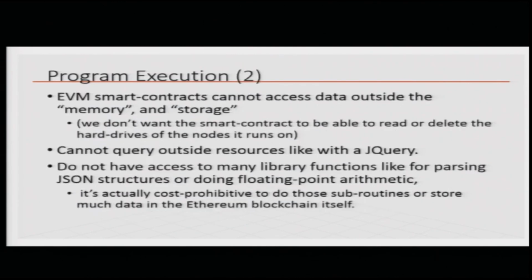Now EVM smart contracts cannot access data that is outside their memory or storage, so they won't be able to read information from the hard drive or other resources on the machine, and they won't be able to delete or do anything there. That is because smart contracts are deployed anonymously by users. If they could go outside the EVM and interact with the machine on which you are doing the mining, you could get a lot of cyber attacks, and therefore it's not allowed.